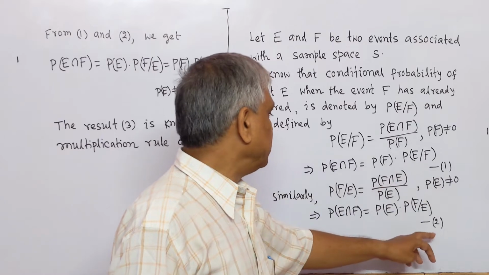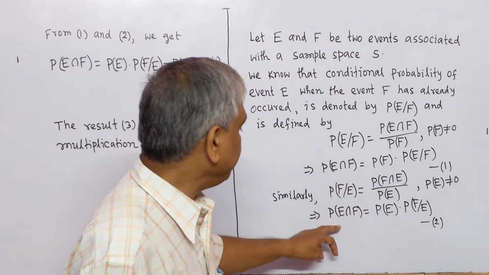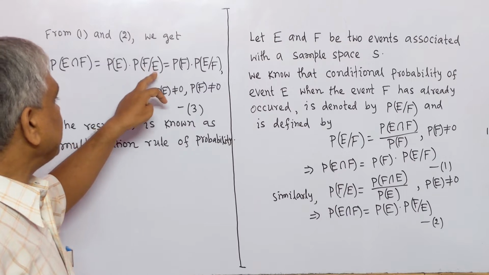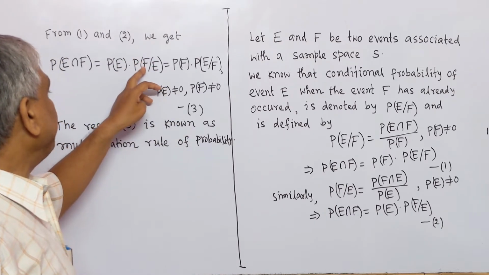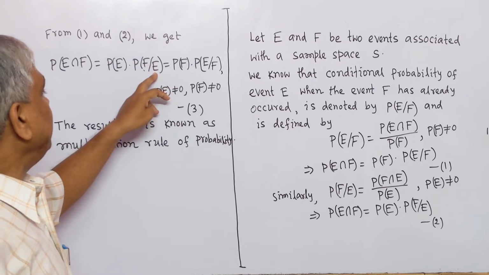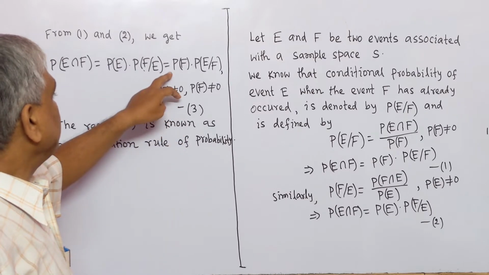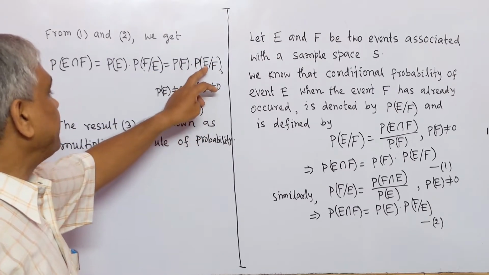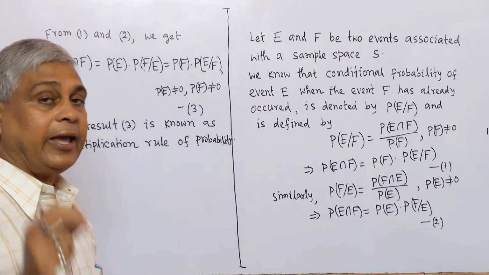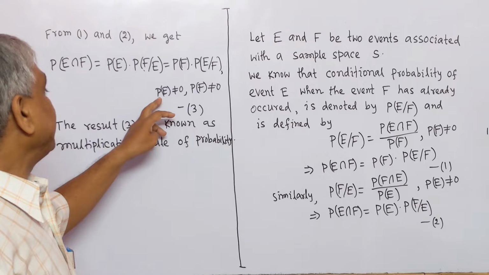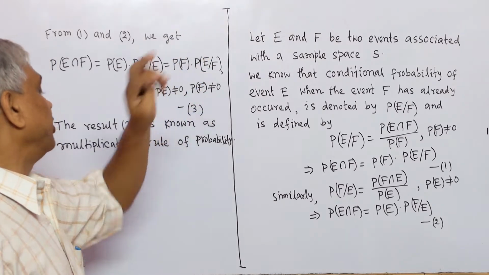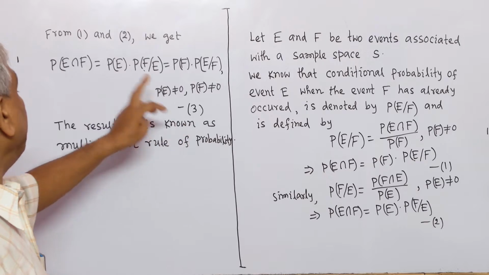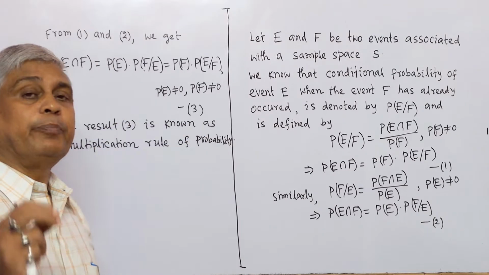From 1 and 2 we see that the left side is the same. So we may write P(E ∩ F) = P(E) × P(F/E), the conditional probability of F when the event E has already occurred, and this equals P(F) × P(E/F), the conditional probability of event E when the event F has already occurred, provided that P(E) not equal to 0, P(F) not equal to 0. This is number 3. This result is known as the multiplication rule of probability.